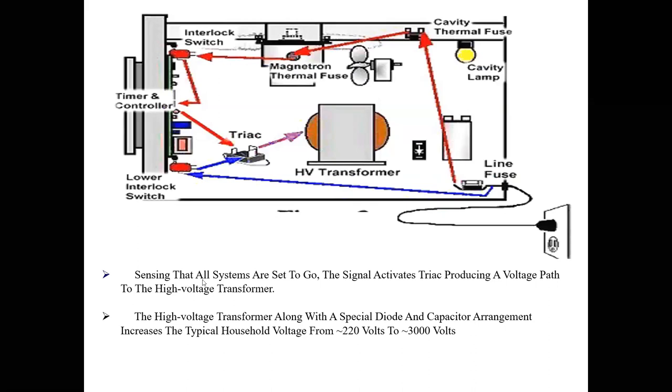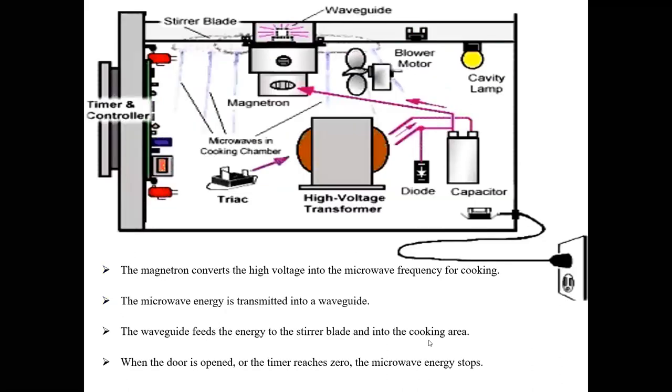Sensing that all systems are set to go, the signal activates the triac, producing a voltage path to the high voltage transformer. The high voltage transformer, along with a special diode and capacitor arrangement, increases the typical household voltage from 220 volts to 3000 volts.